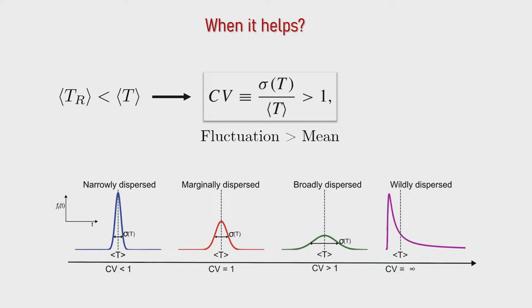So CV essentially quantifies the broadness of any distribution. For example, in this case, when CV is very small, the distribution is very sharply peaked. For the delta function, the CV is exactly 0 because it is just a single peak. However, when CV is very high, greater than 1 or infinity, the distribution is very broadly peaked. That means the fluctuation is very high compared to the mean, and those are the cases where the new strategy of return dynamics imposed on the first passage process will indeed help you to minimize your mean first passage time of the process.